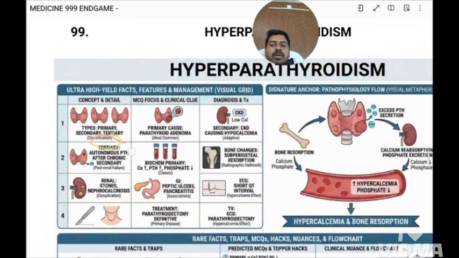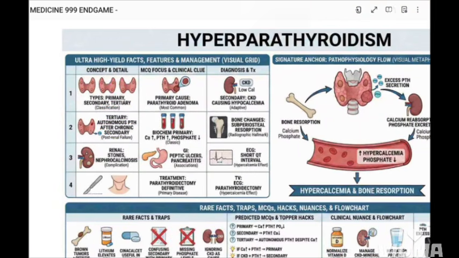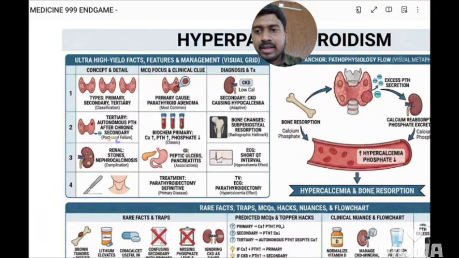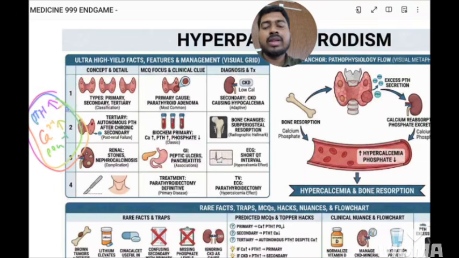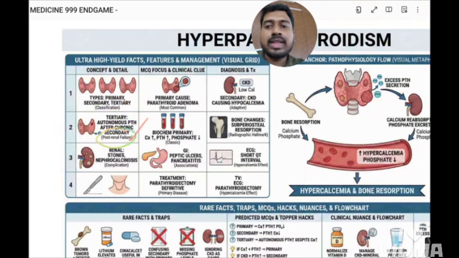Now tertiary is when there is autonomous PTH after chronic secondary hyperparathyroidism. What happens is this parathyroid gland will lose the function to regulate calcium, and as a result, even though calcium is high and phosphate is high, PTH still remains high. There is no regulation at all. So that is autonomous PTH secretion after chronic standing secondary hyperparathyroidism. It is seen post-renal failure. Now, along with this, we'll see a complication, that is renal stones, because more calcium is excreted, and this calcium will get deposited in the urinary tract.